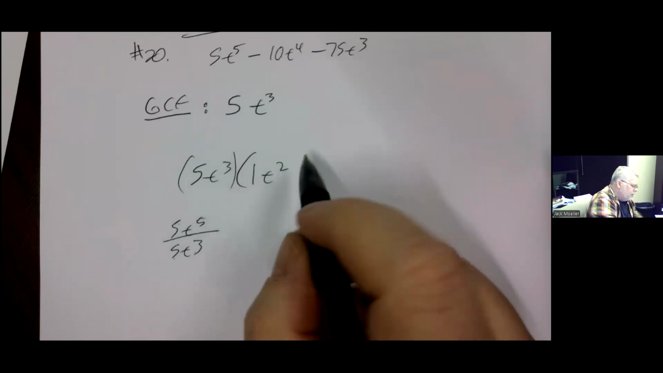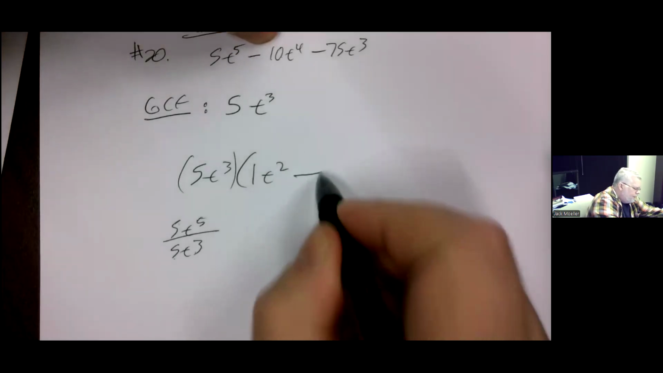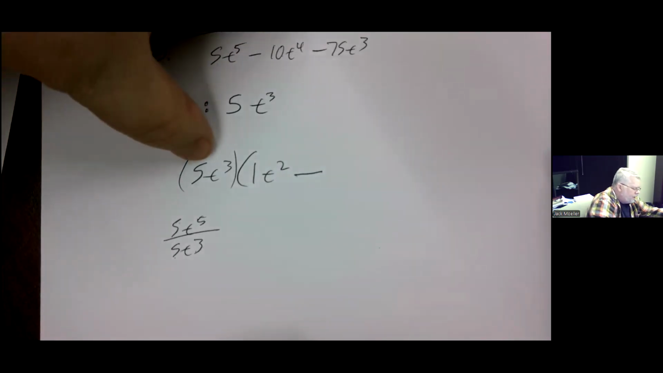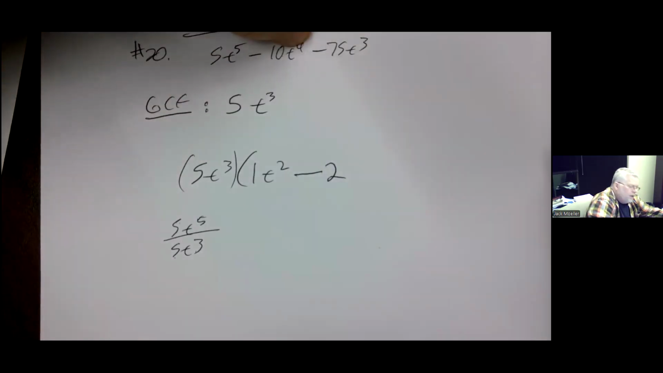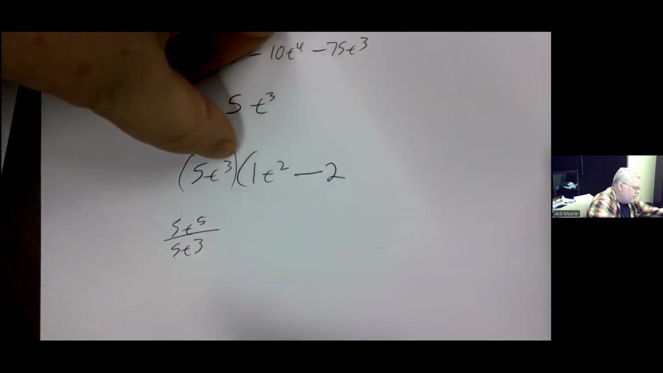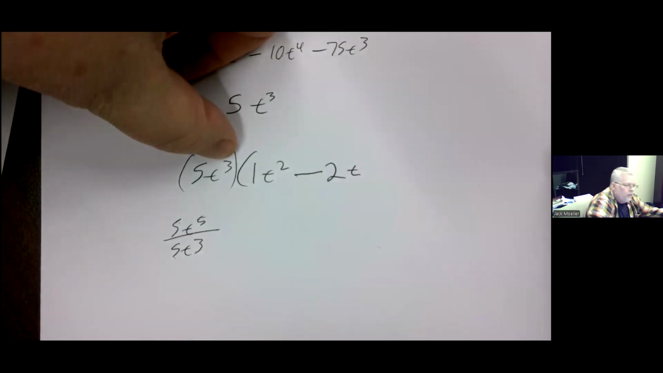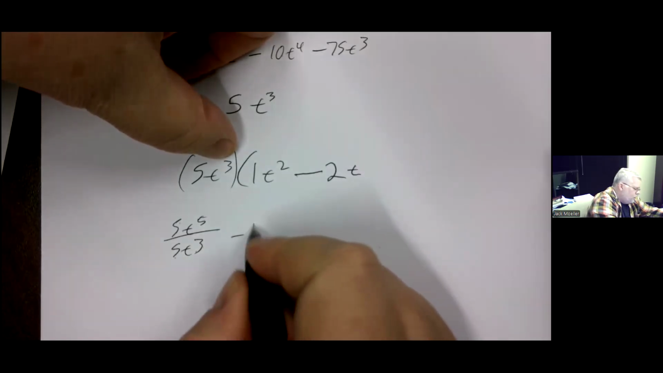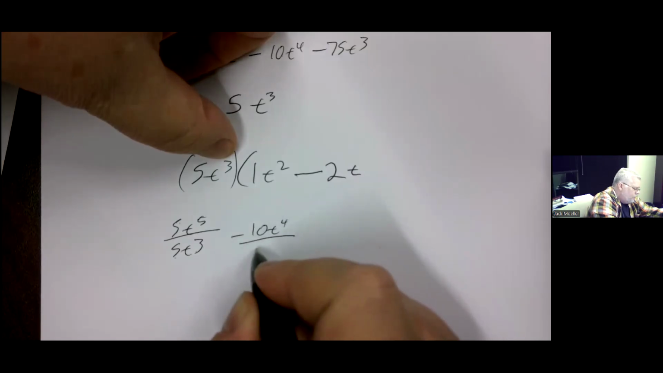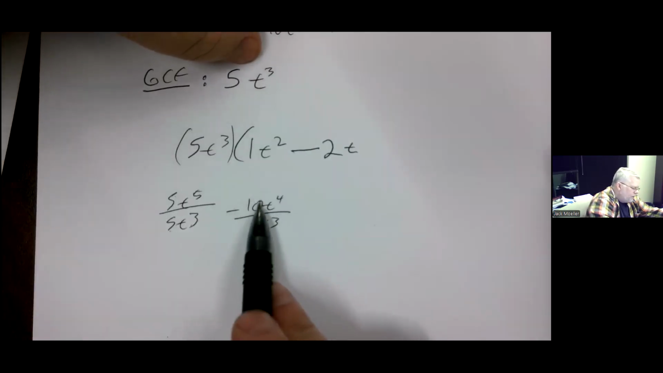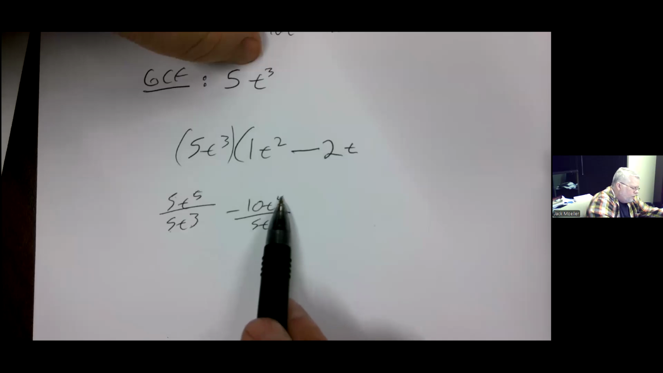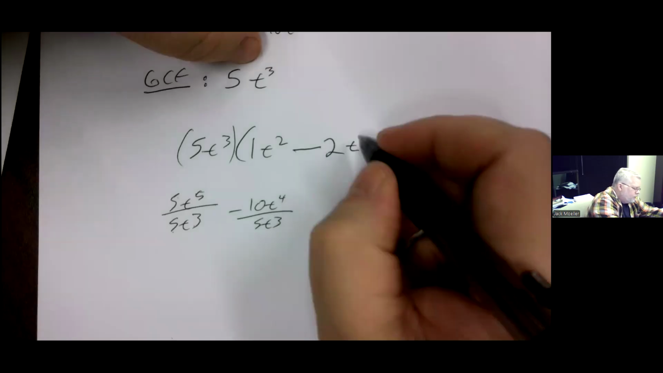All right, so now we need the next term. Now the next term is negative. And so -10 divided by 5 is -2. I need 4 t's. I have 3, so I need 1 more. Or if you want to write it out, -10 divided by 5 is -2. 4 minus 3 gives me t to the first.